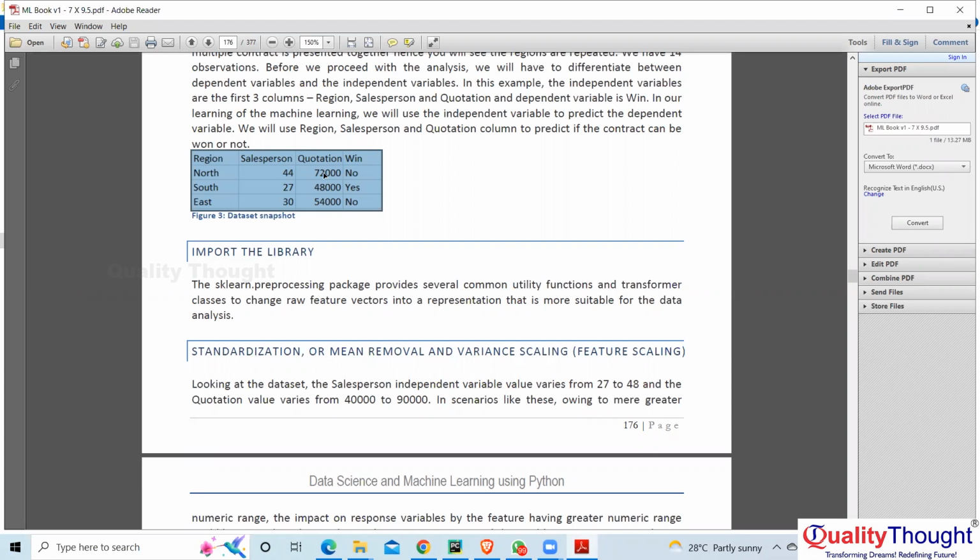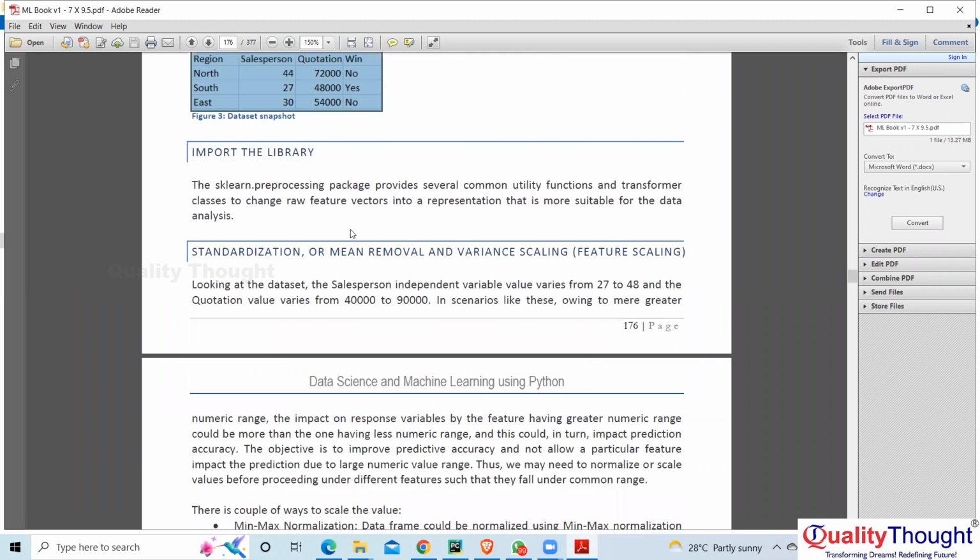But when you're comparing two columns, you want them to have equal understanding, or equal importance, which you will not get in this case, correct? So what we have to do is bring them to the same level.